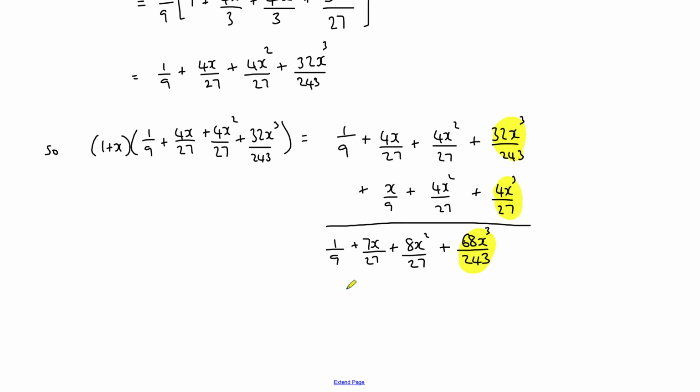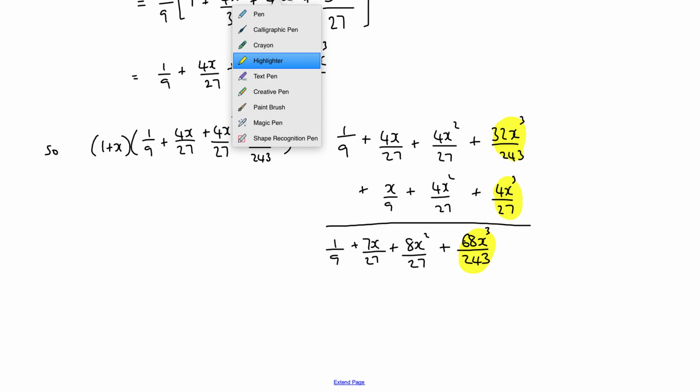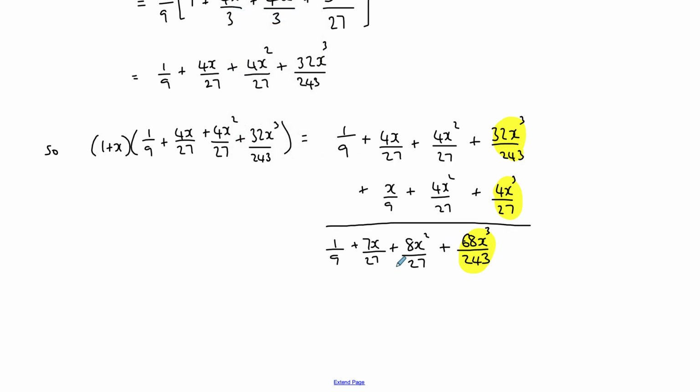If they'd asked for the coefficient, you don't write the x cubed in. That's something else that some people aren't always sure of. If they'd asked specifically for the coefficient, the answer would be 68 over 243. Don't write the x cubed, or you shouldn't anyway. You wouldn't lose marks, but it's not good maths.